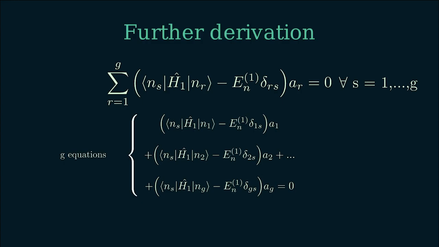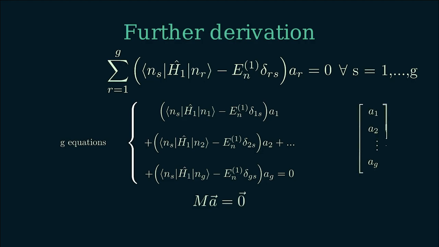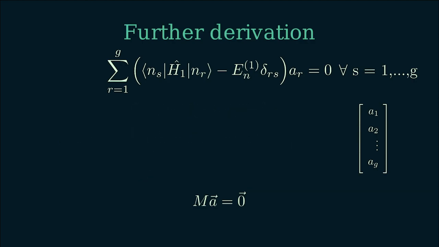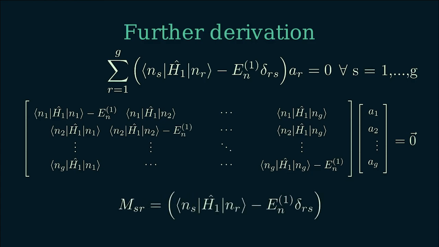This system of equations can be compactly written as: here the vector A is a column vector like so, and the vector M is somewhat of an intimidating matrix, but it's not that hard to understand. The elements in our matrix come from this term in our sum. The entry on row number S and column number R in our matrix is given by this term.